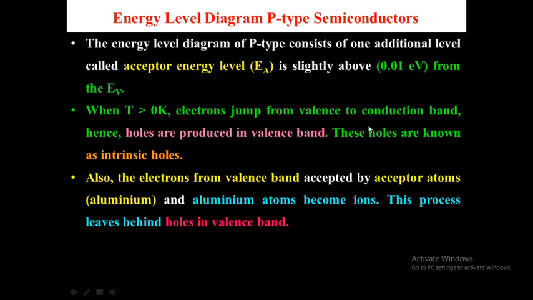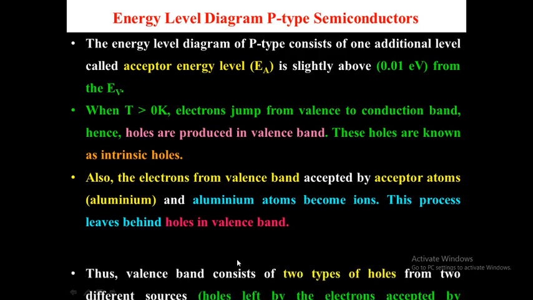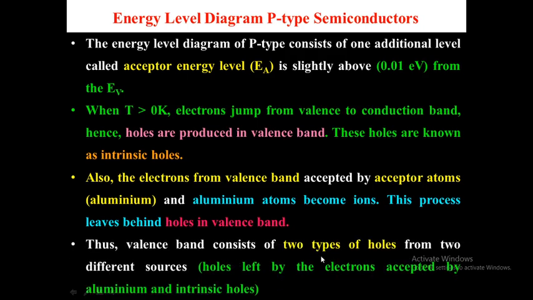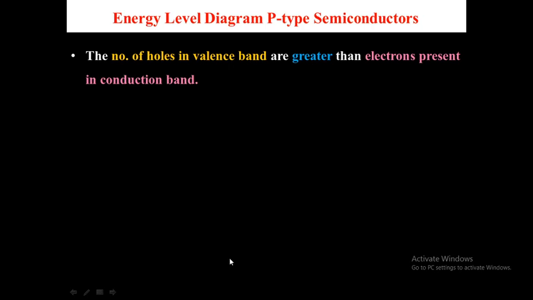But most of the electrons from the valence band are accepted by acceptor atoms, that is aluminum, and the aluminum atoms become ions, and this process leaves behind a number of holes in the valence band. And the valence band consists of two types of holes, as we discussed earlier: holes left by the electrons accepted by the aluminum, and intrinsic holes. So therefore the number of holes in the valence band is greater than the number of electrons present in the conduction band.